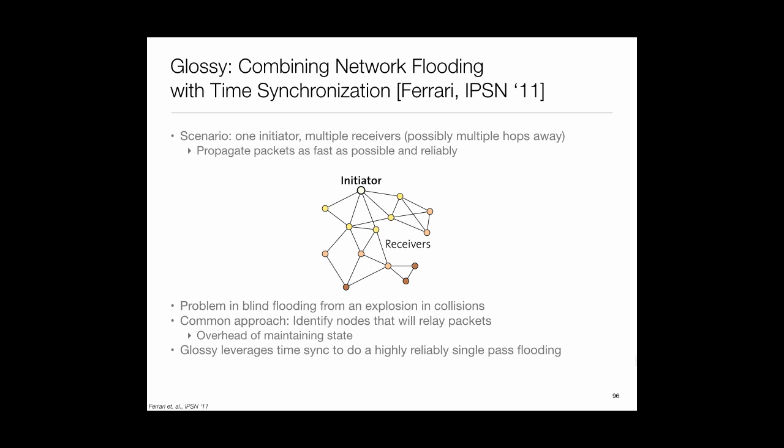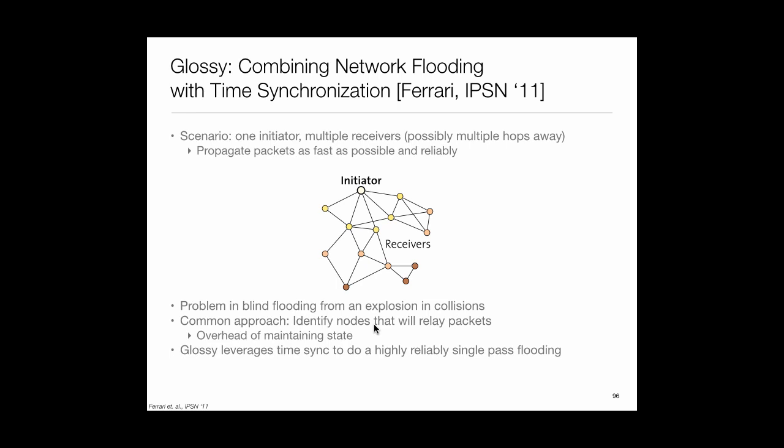So what we have is one initiator, multiple receivers. Some of them could be multiple hops away. And what we want is to propagate packets as fast as possible and do so reliably. So Glossy builds upon this PulseSync idea from before. The problem in blind flooding, that is, I send it to my neighbors, those neighbors blindly send to others, and so on and so forth, is that you basically have an explosion in collisions. So a common approach is that, based upon knowledge of the topology of the network, you identify some nodes to be responsible for relaying.